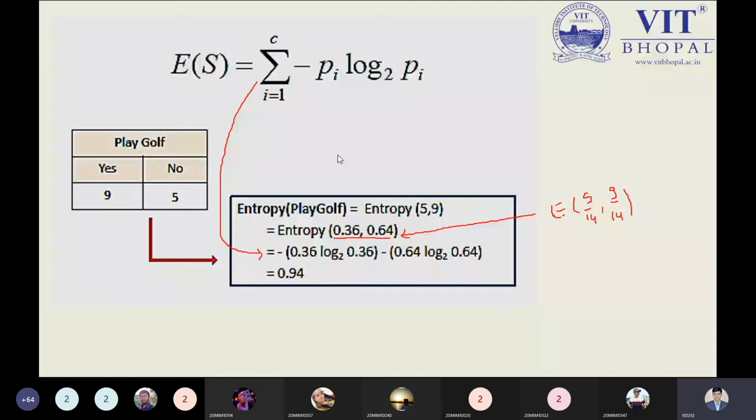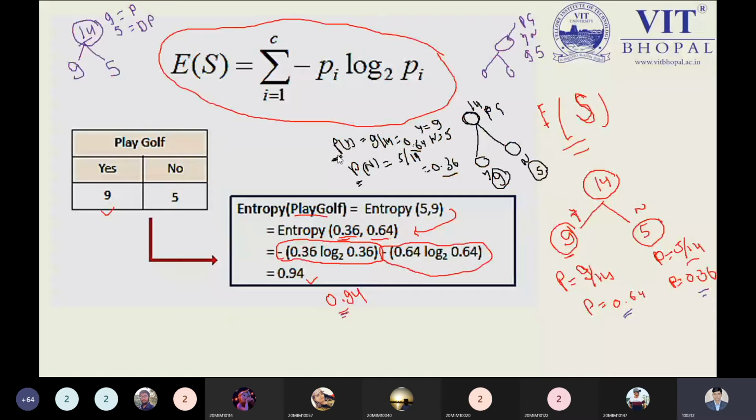Any doubt so far in the calculation? Let me show the calculation I did in the previous slide as well. So this is the calculation. Tell me right now, any doubt so far?